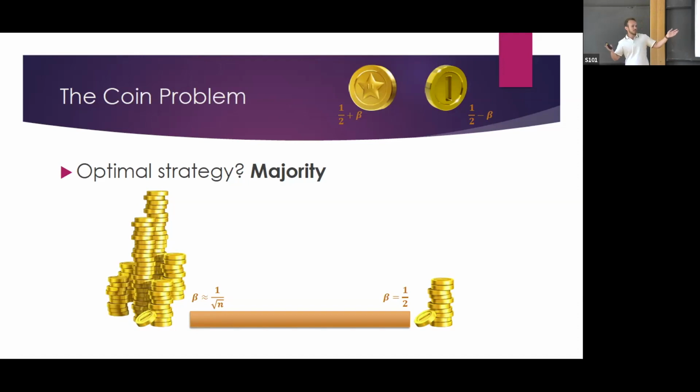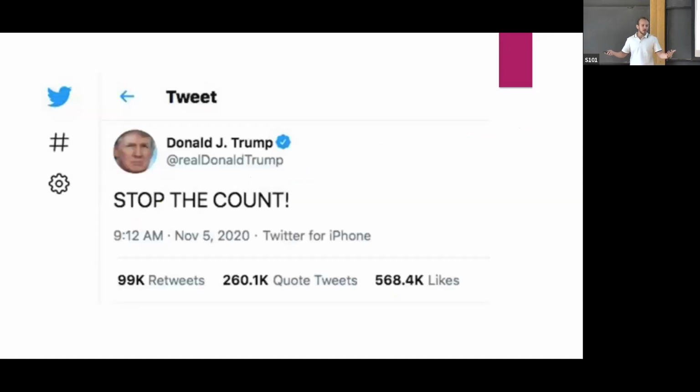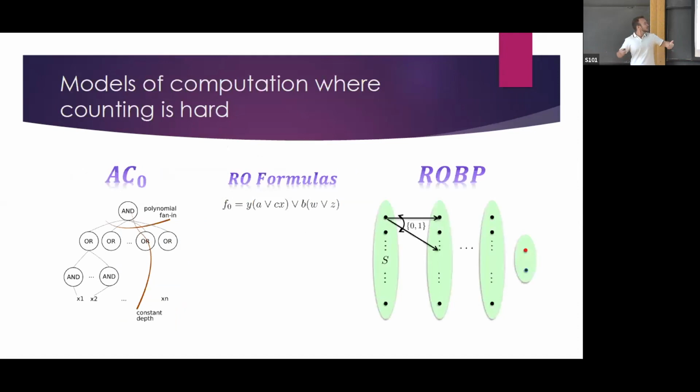Then is that it? Is that all we are going to talk about? Unfortunately, we need about 10 more minutes. But the reason for that is that in order to be able to tell what the majority of the coins are, I need to be able to count. But in many very natural and very important models of computation, we are not able to count. So what we are going to need to discuss are models of computation in which counting is hard or even impossible sometimes.